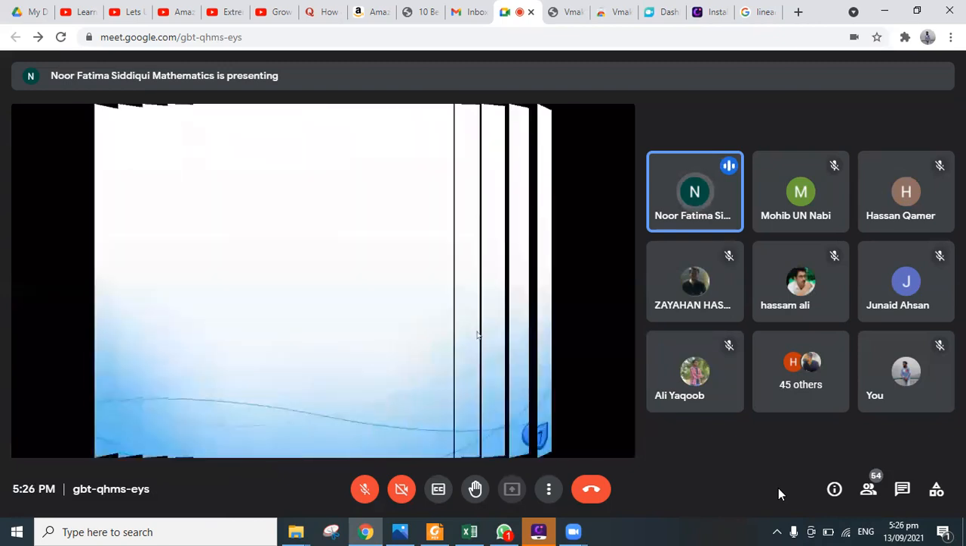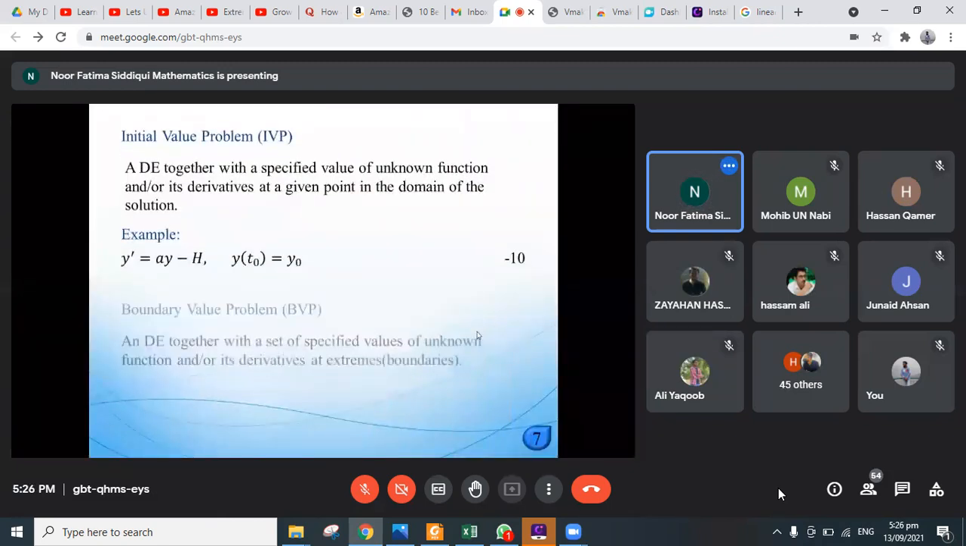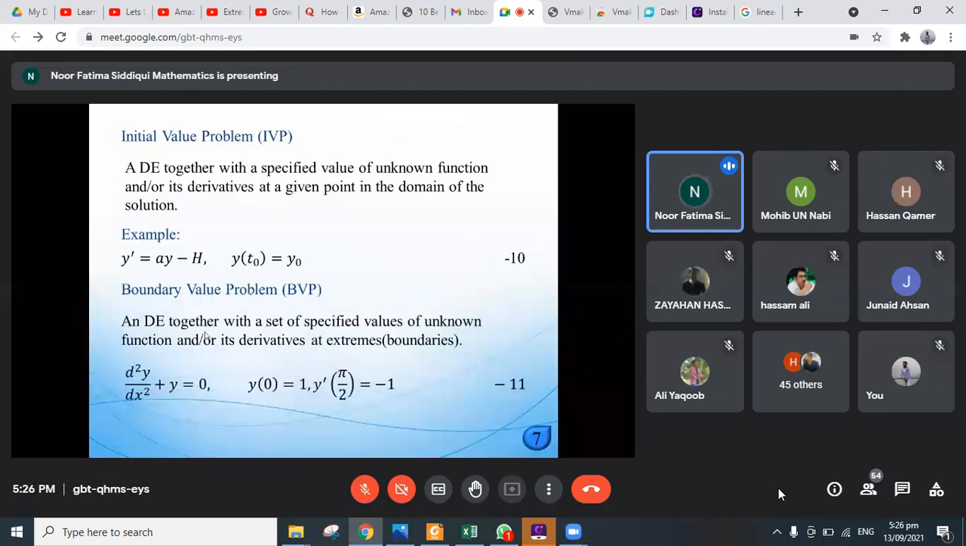Let me show you just like here. A differential equation together with a set of specified values. Specified values means some constant or known values of the unknown function. Unknown function means the dependent variable and/or its derivatives at extremes or boundaries.